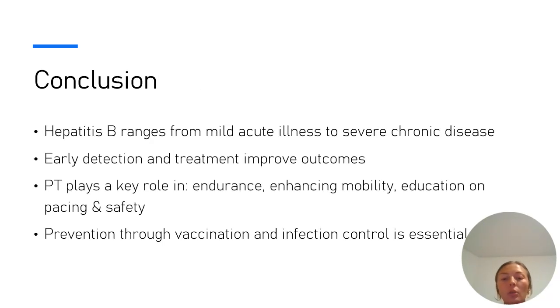So I just included a little conclusion. This is just important key takeaways that I felt like were useful to consider. So hepatitis B ranges from mild acute illness to severe chronic disease. Early detection and treatment do improve outcomes, and PT plays a key role in enhancing endurance, improving mobility, and educating on pacing and safety. Prevention through vaccination and infection control is very essential.